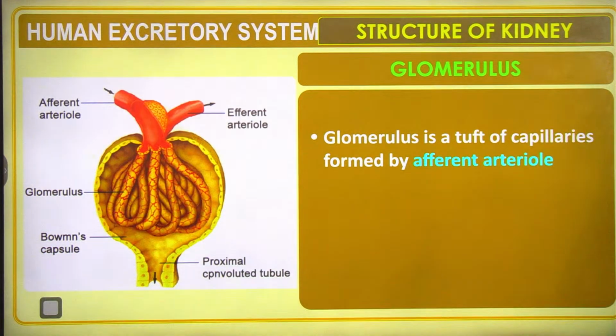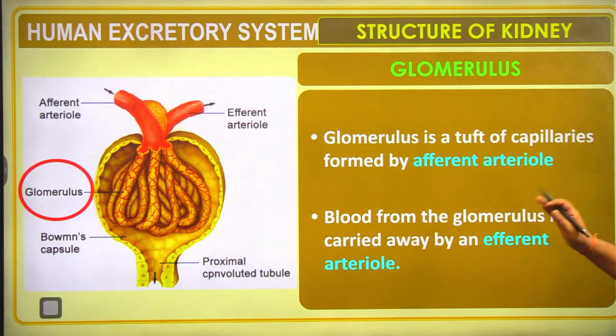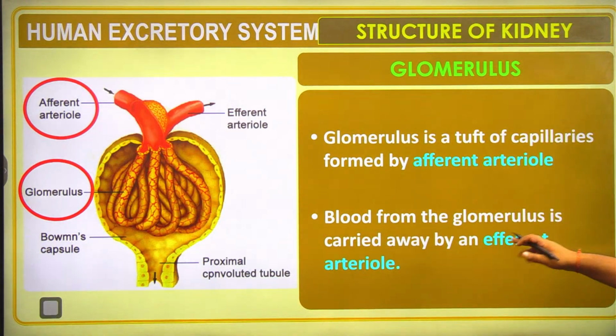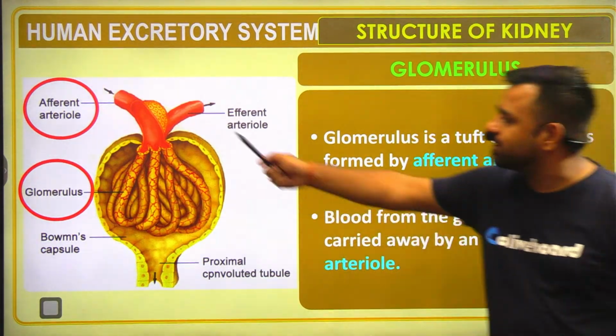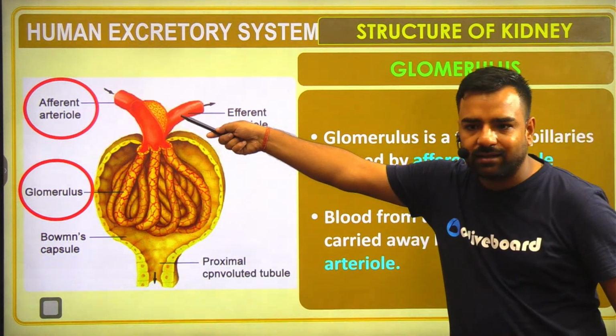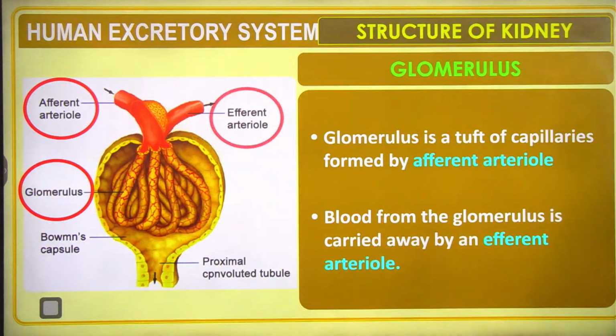Okay. So glomerulus is a tuft of capillaries formed by the afferent arteriole. So blood from the glomerulus is carried away via an efferent arteriole, that is away from here. It will get in from there. Okay. Next.